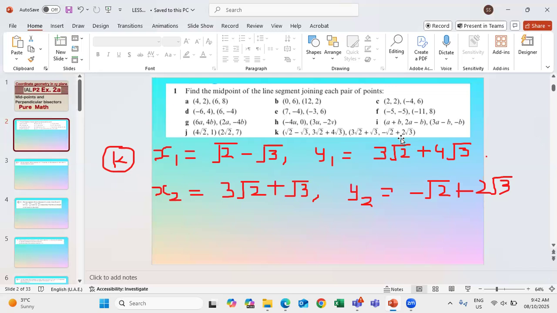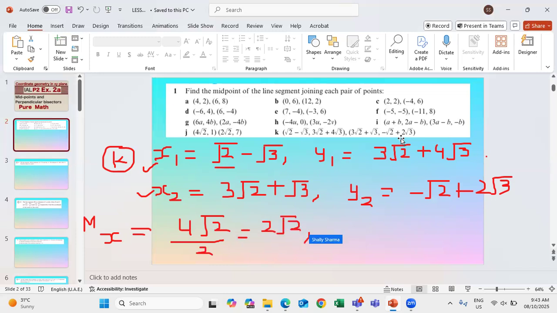If I have to find the x value, the x coordinate of the midpoint, you can write Mx, which is equal to x1 plus x2 divided by 2. So root 2 plus 3 root 2 is 4 root 2. Then minus root 3 plus root 3 cancels, divided by 2. So this is equal to 2 root 2.